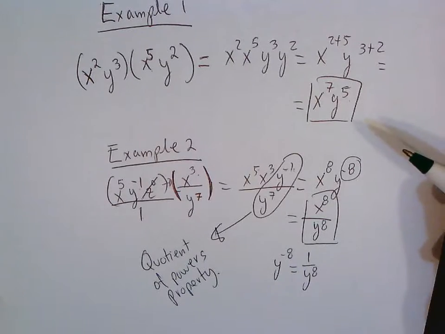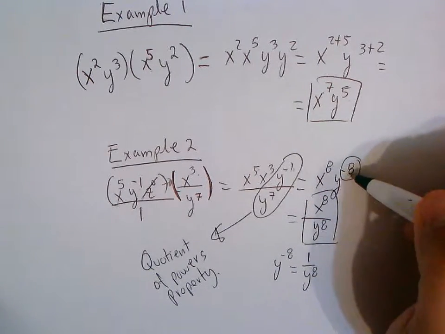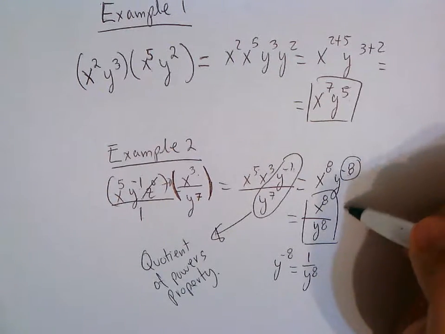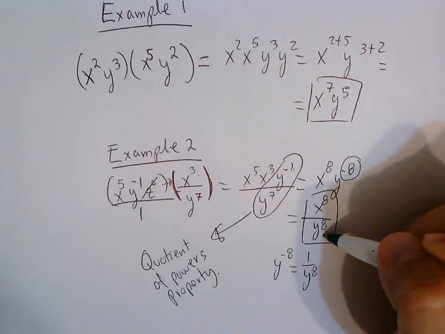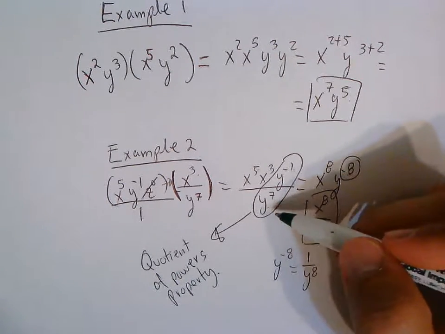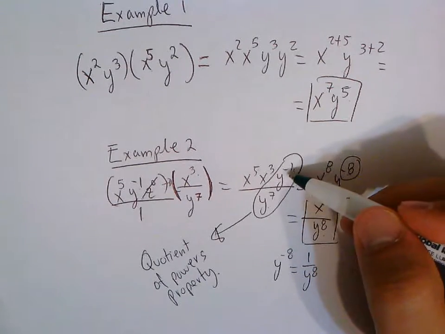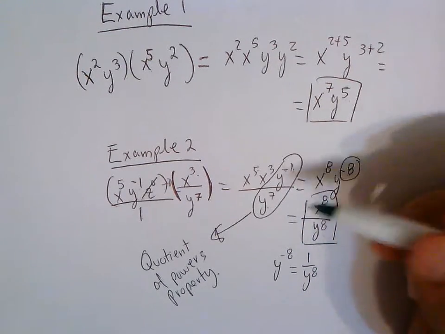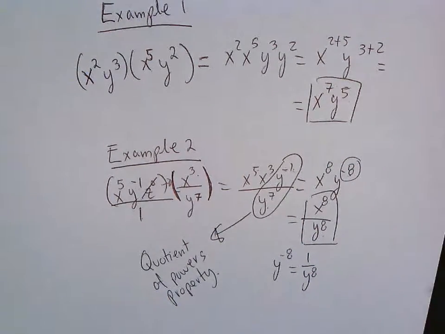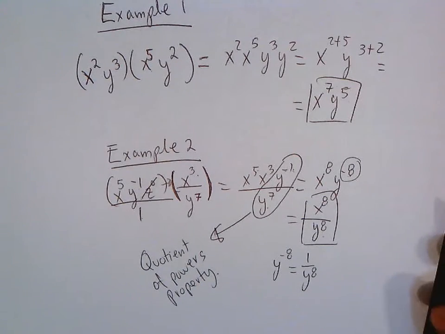In simple words, if you have a variable with an exponent that is negative on the numerator, move it to the denominator. If the variable is on the denominator and it has a negative exponent, in order to make it positive, move it to the numerator. And that is the easiest way to remember this, to change negative exponents to positive exponents.